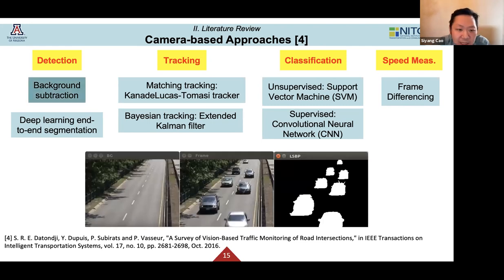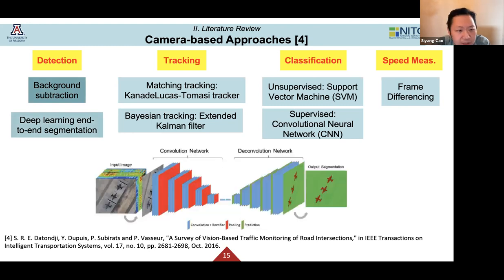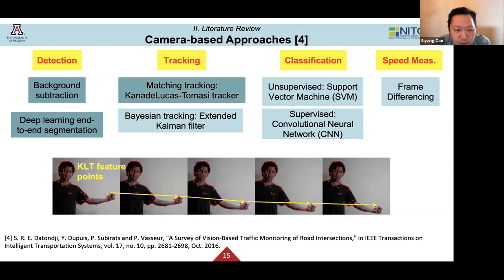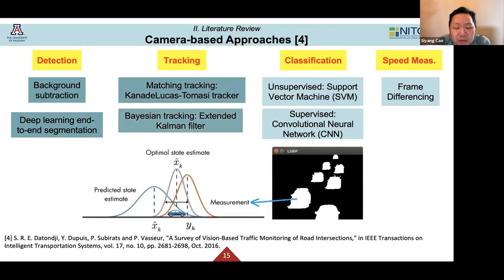For detection using camera, we may go through background subtraction, basically trying to separate the object from the ground. And today there's also some deep learning technology that can be applied to the segmentation task. For tracking, there are different trackers we can use, and very popular is still the extended Kalman filter. Kalman filter is used quite often in tracking, creating trackers.